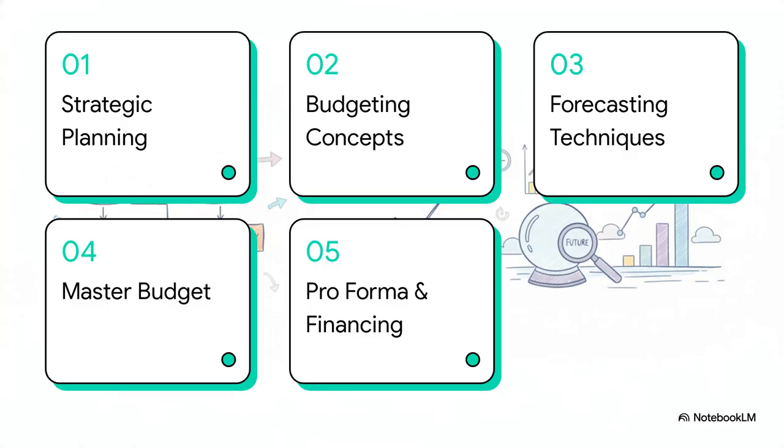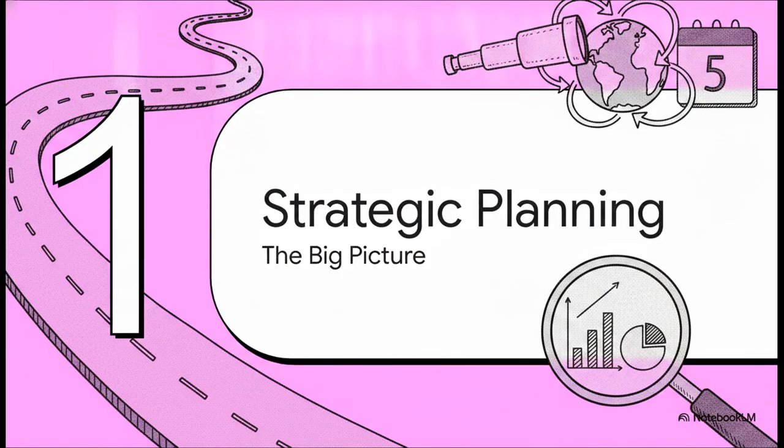And here is our itinerary for the trip. We have 5 major pit stops today: the big picture of strategic planning, budgeting basics and behaviors, forecasting the unknown future, building the master budget, and finally, pro forma and financing. All right, pit stop number 1, the big picture, strategic planning.